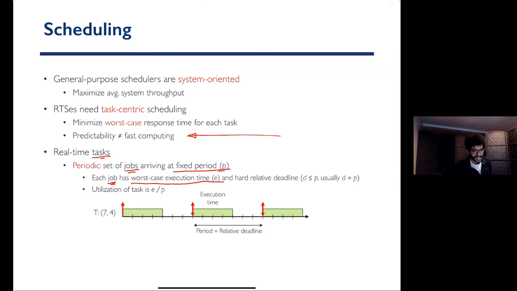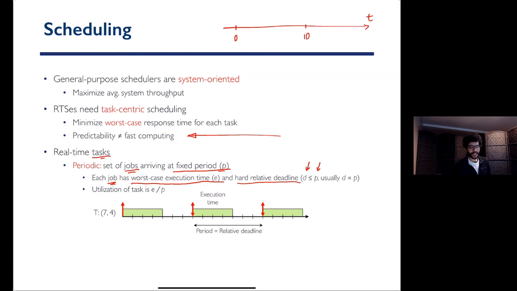And we're going to assume that jobs have hard deadlines. So they're going to come at certain periods, and when they come, they have to be finished by a certain time. So basically, I have a deadline. This is a relative deadline. And it has to be less than the period, right? So let's say my period is every 10 seconds, and this is time. Let's say at time 0, I get one job. At time 10, I get another job.